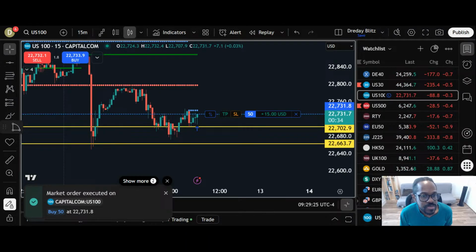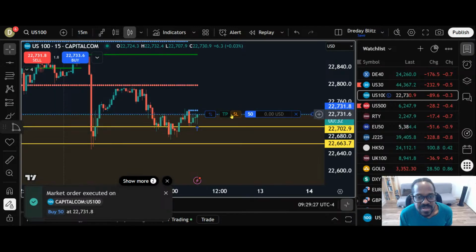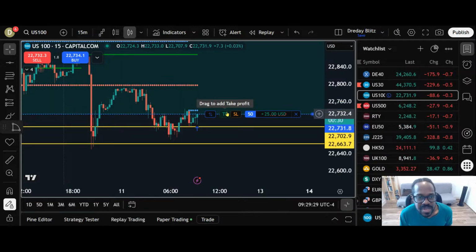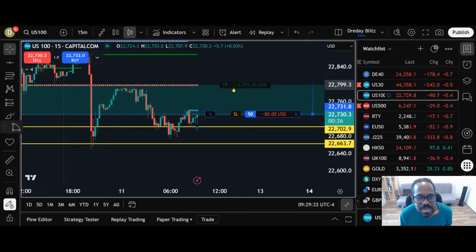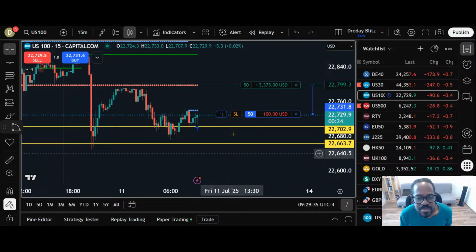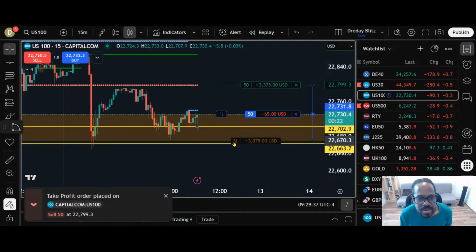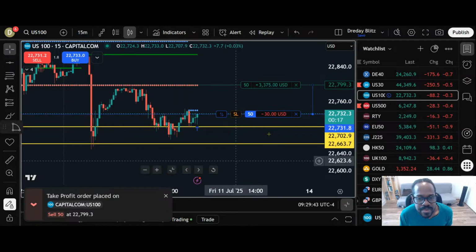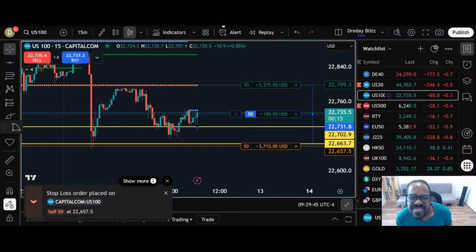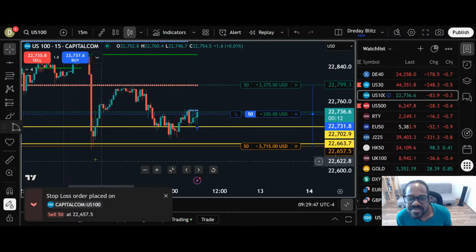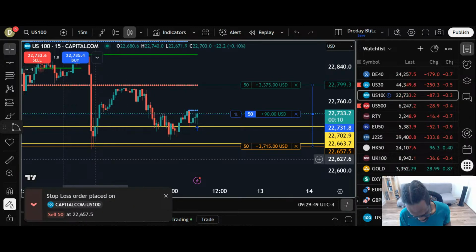All right, so I took my position here before market open, like always. Put my TP at this level here, and my stop loss will be that level right here. So let's see how it goes.